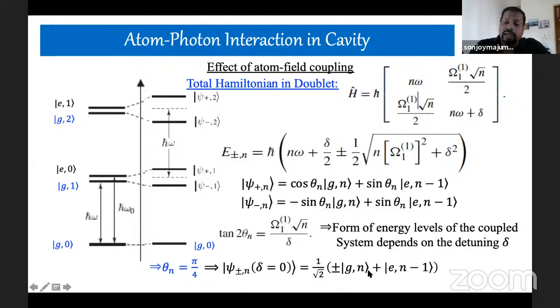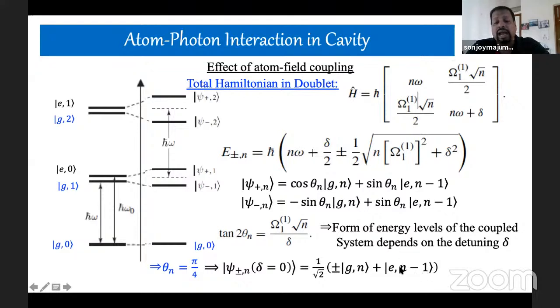But another way to say that is you will not be able to find them as either the atomic state or the electromagnetic state. That's why it's called the entangled state. And you can see the amount of entanglement here: the probability of finding this state, Gn, is half, and the probability of finding En minus 1 is half.